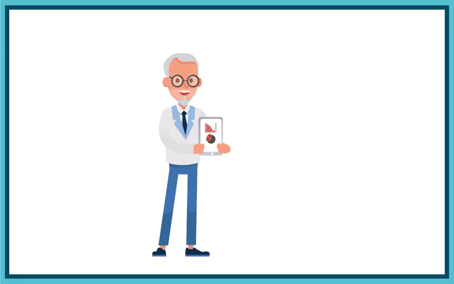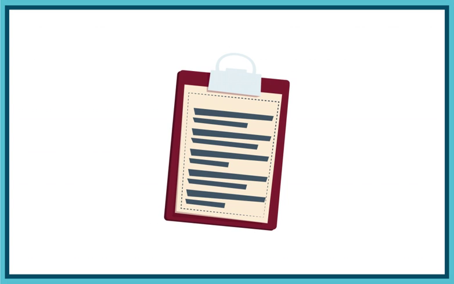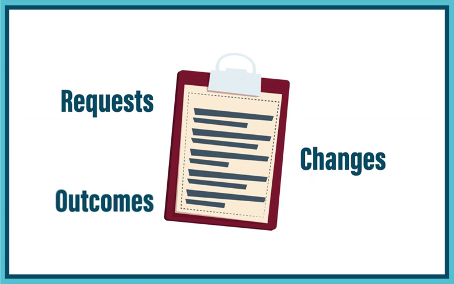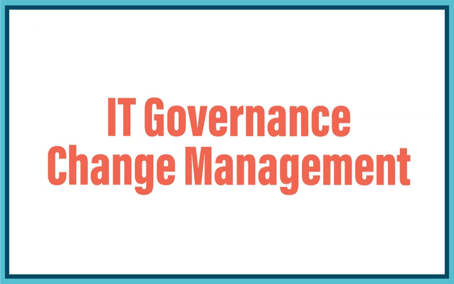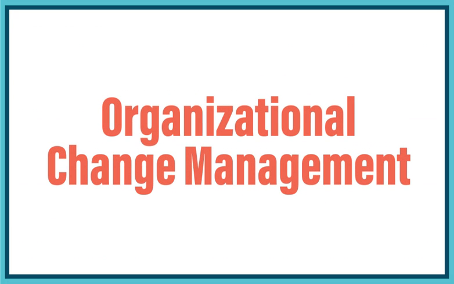This is done by determining the processes needed for change and then requesting approval to move forward. A detailed record should be kept of this process, including all requests, changes, and outcomes. It is important to distinguish between technical change control, IT governance change management, and organizational change management.